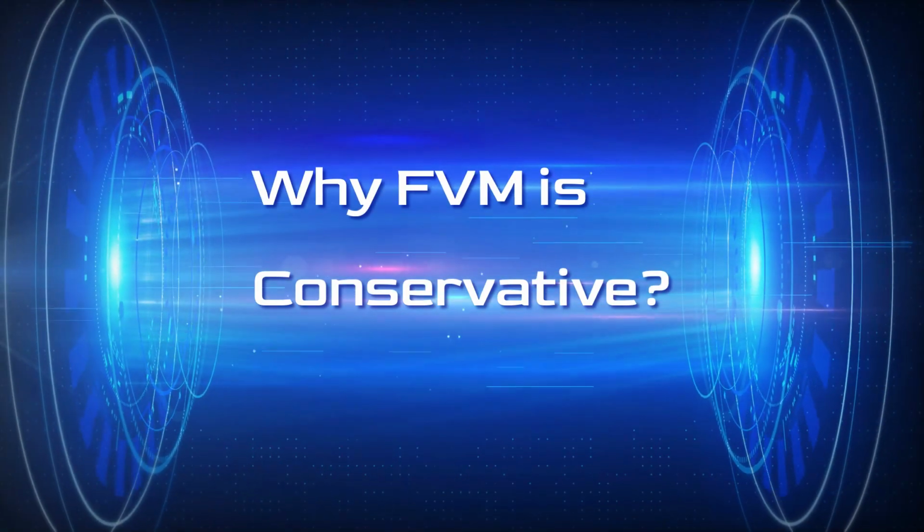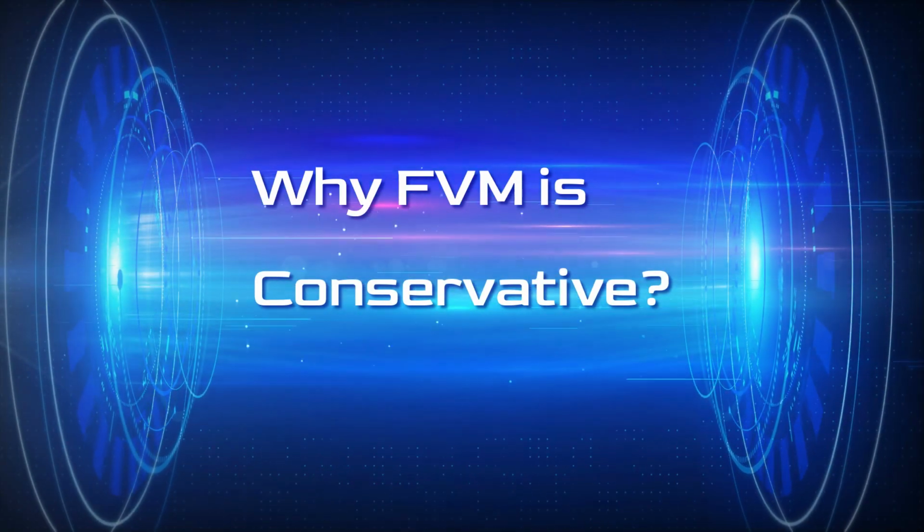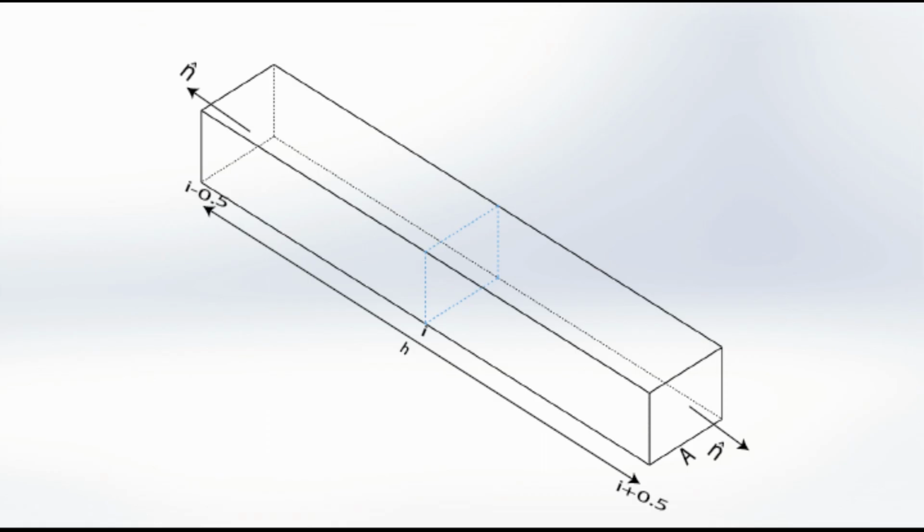We shall see why FVM is called conservative discretization in one-dimensional form. For this, we shall consider the following cell of cuboid shape. The length of the cell is h and the area of the faces are a. The cell interface is denoted as i plus 0.5 and i minus 0.5. n hat is the normal vector of cell faces.